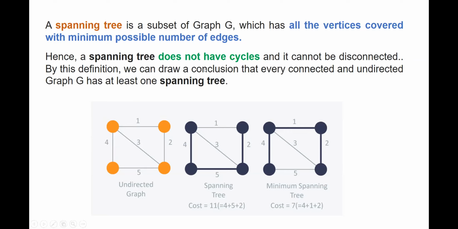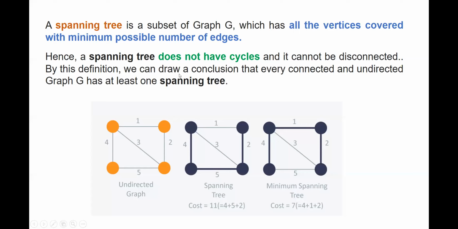Hence, a spanning tree does not have any cycles, any circuits, any loops. They will not be present in a spanning tree, and it cannot be disconnected, as we have to cover each and every vertex present in the main given graph. We must reach every vertex present in the main graph.